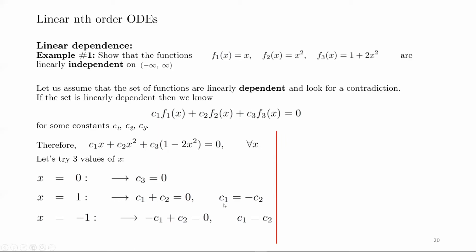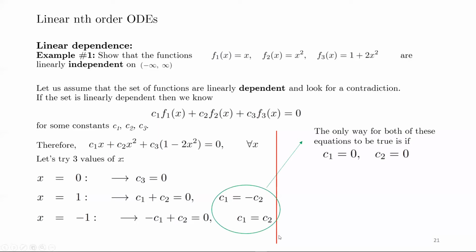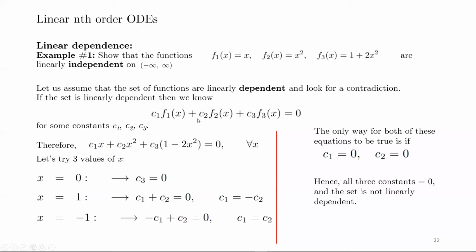Okay, so we get two expressions here. Firstly we get C3 equals 0. Then we get C1 is the negative of C2. But then we get C1 is equal to C2. So the only number that satisfies both of these relations is C1 equals 0, C2 equals 0. All three constants, C1, C2, and C3, are equal to 0. Hence, the set is not linearly dependent. Therefore, the set of functions is linearly independent for any value of x.